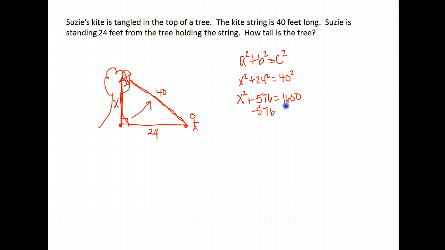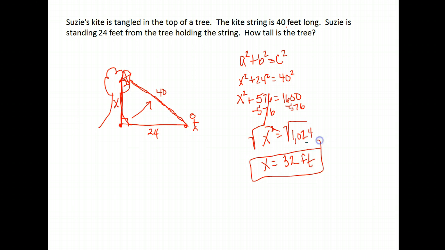So I would subtract 576 from both sides. That leaves me with 1,024, and finally take the square root. Get rid of that square. Don't forget that step. It's a common step that's forgotten. When I do, I get 32. So the tree is 32 feet tall.